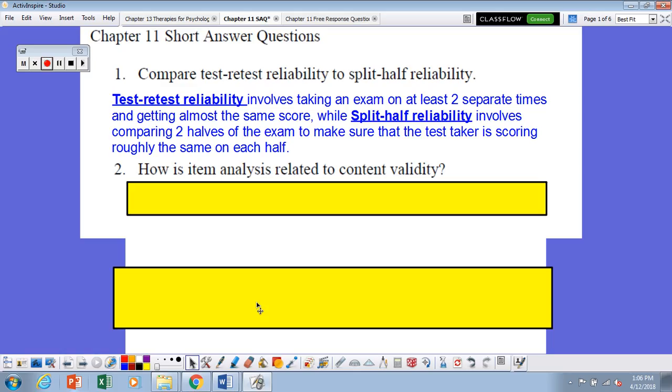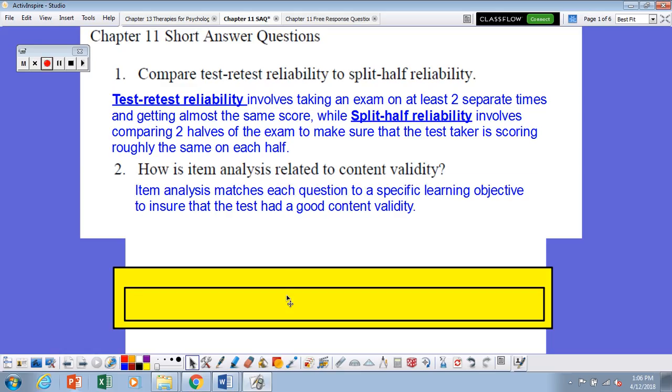Number 2, how is item analysis related to content validity? Item analysis matches each question to specific learning objectives to ensure that the test has good content validity, meaning that the items on the test are actually measuring what you set out to measure.